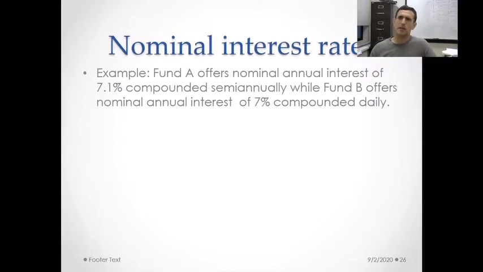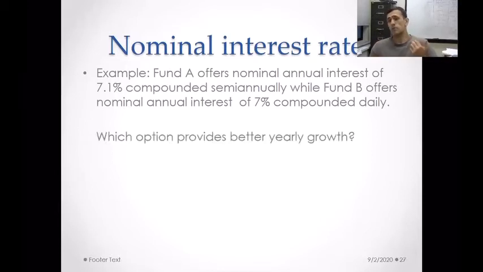Anyway, so let's do an example. Fund A offers nominal annual interest of 7.1% compounded semi-annually, while Fund B offers nominal annual interest of 7% compounded daily. Which option provides better yearly growth? And you definitely don't want to just say, well, 7.1% is larger than 7%. Obviously, it's got to be Fund A.